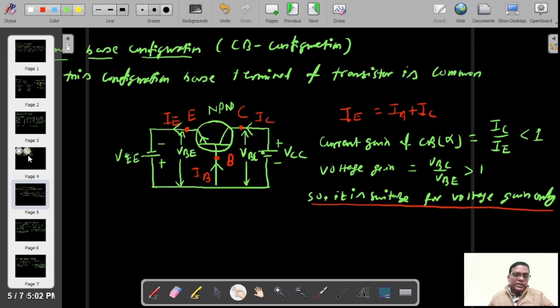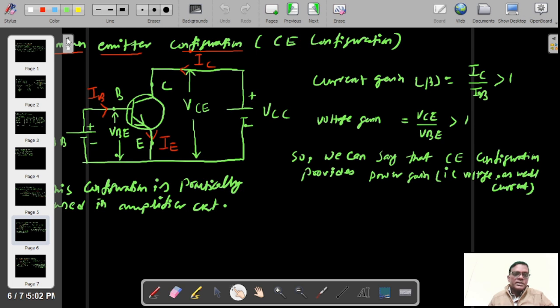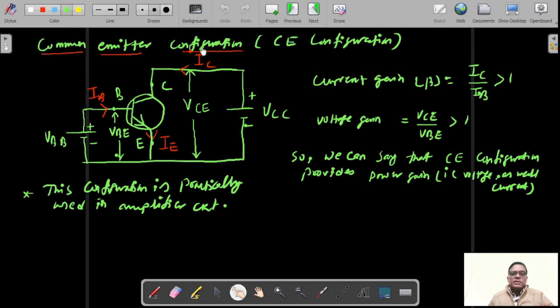Now moving to the next configuration, the common emitter configuration circuit, in short the CE configuration circuit. In the CE configuration circuit, again we will approach the technique. As I said, the terminal which is common, I take at the bottom. So emitter is common, so I have taken the emitter terminal at the bottom. I am just rotating the symbol, I'm not doing anything else.